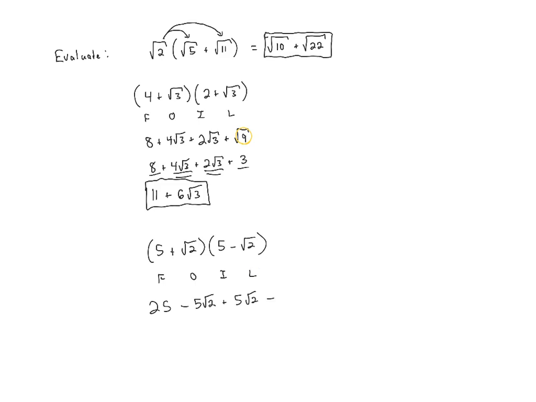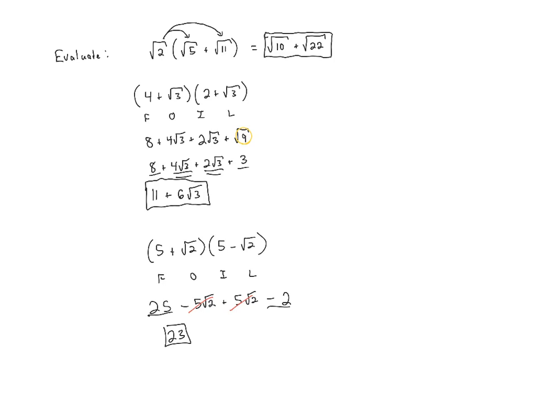And then the last terms, root 2 times root 2, well, it's root 4, but we know that the square root of 4 is just 2, so you might even be able to do that in your head. Now we're going to combine like terms, but I want to point something out. Positive 5 root 2 and negative 5 root 2 cancel, so all we have left is 25 minus 2, which is 23.